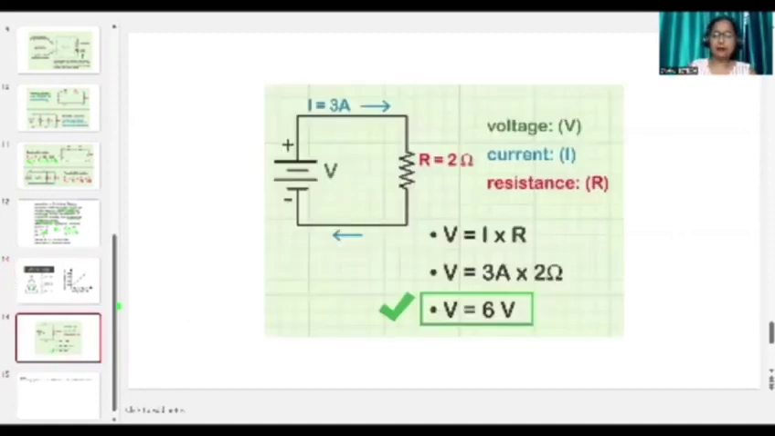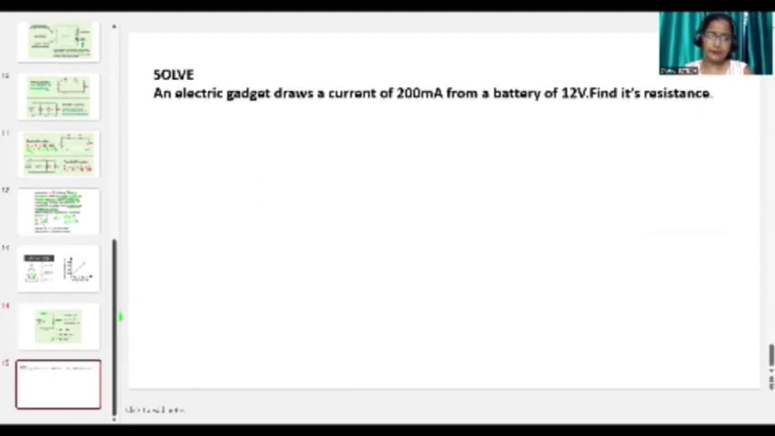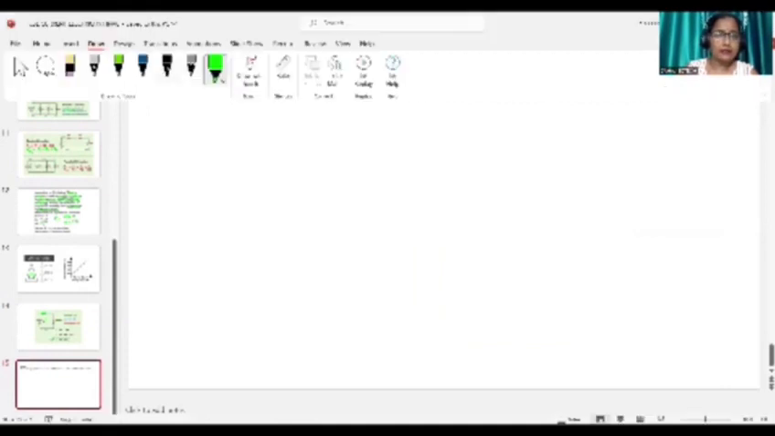Now we'll see one application, one numerical. So this is a circuit, right? Current is how much? 3 ampere. Resistance is 2 ohm. We need to calculate the voltage. So V is equal to I into R, right? So 3 into 2 is 6 V. Now we are going to solve one problem as well.